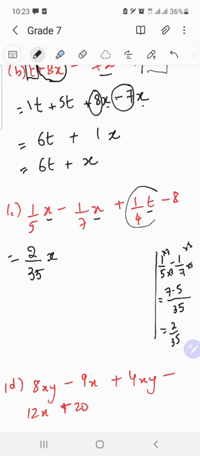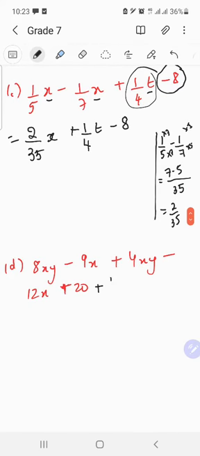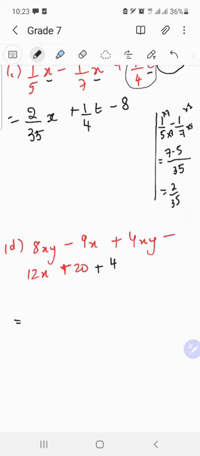Now, a family of t, there's no other families of t, so I have to leave it as it is. If I had another family of t, I could add. The same thing here for this number that's left behind. The number doesn't have any family, so I leave it as minus 8. The fourth example now, let's say I have plus 4 here.